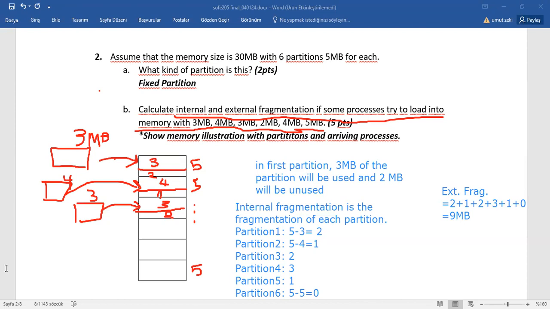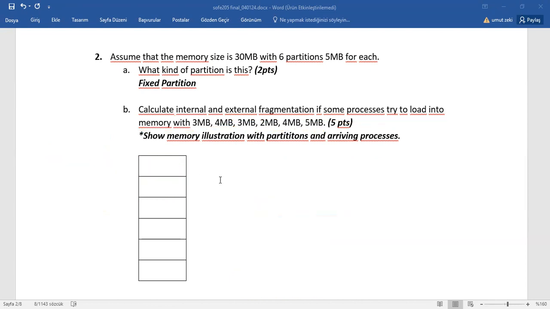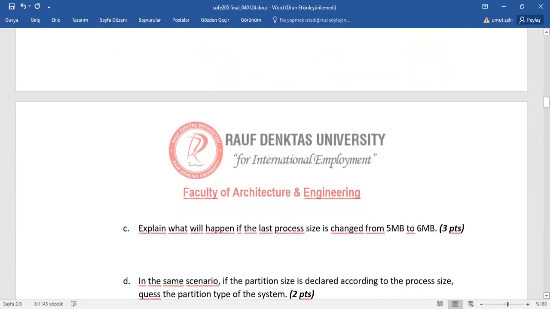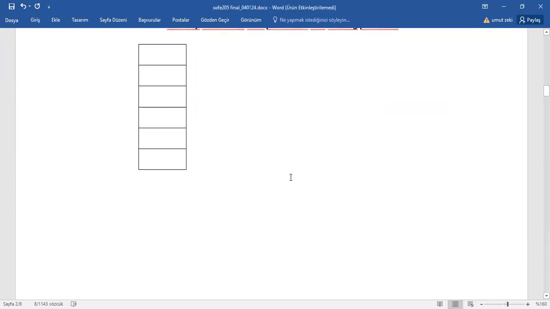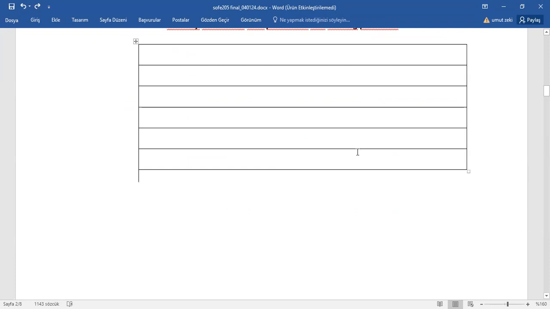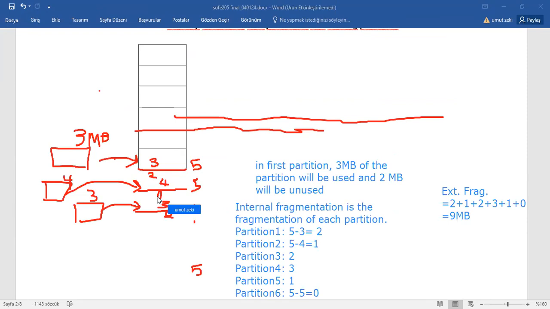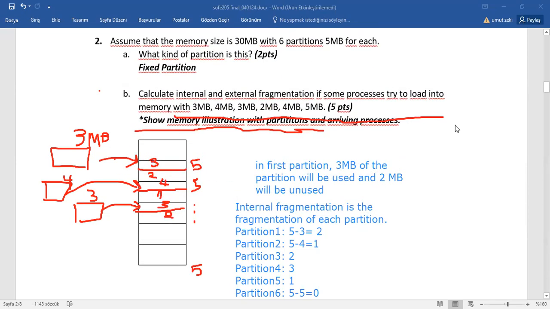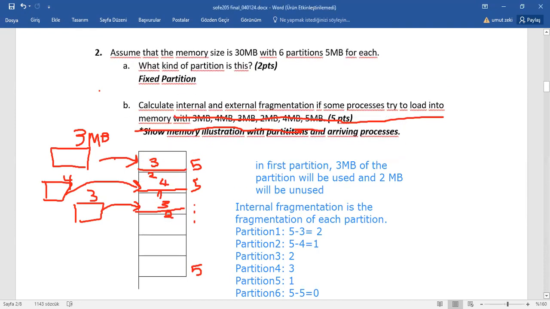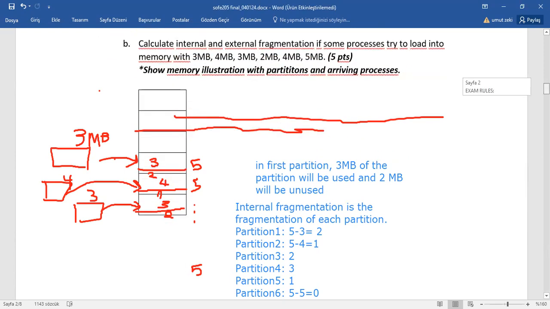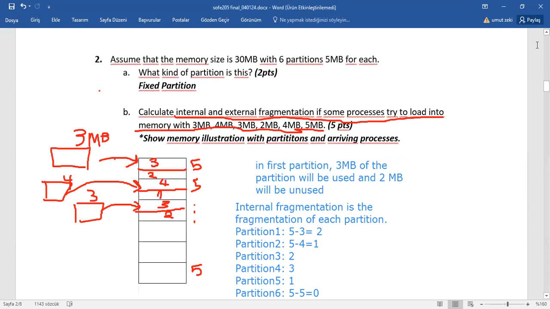Okay, I will continue. Sorry, let's make it undo. I hope this works. Okay.